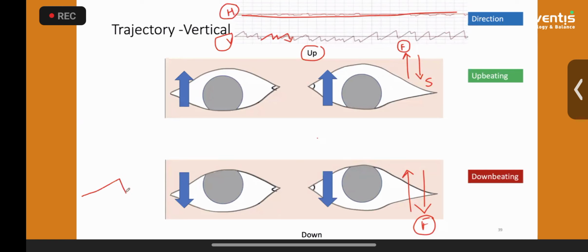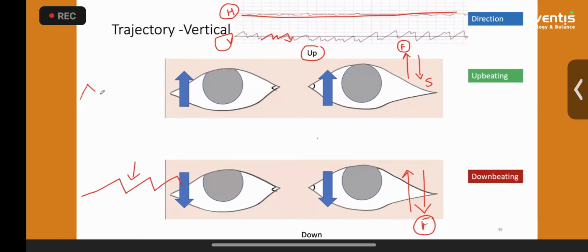Then it is fast. Phase is down, and it is a fast phase. Phase up, downbeating nystagmus will be seen like this. And so in upbeating nystagmus, what will happen is the fast phase is up, then there is a slow phase. This will be seen in the vertical tracing, not in the horizontal. Horizontal tracing will come as flat unless there is oblique nystagmus.